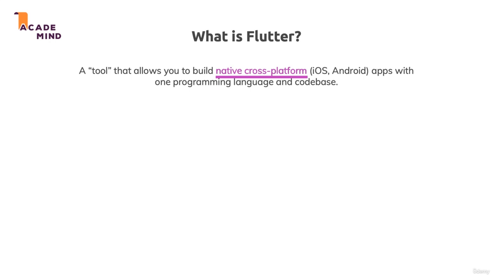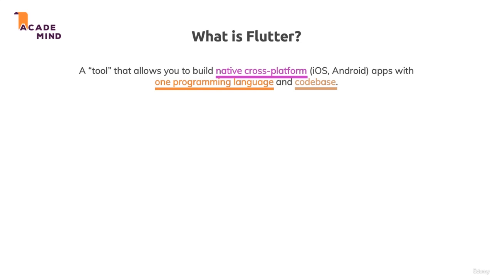Now you get there by using one programming language so that you don't have to learn two different programming languages, one for iOS and one for Android. Instead, you have one programming language, Dart, but I'll come back to that, and also one code base. So you work in one project, you write your code once, and you still get two different apps as a result. And that's the cool thing about Flutter. You only learn one programming language, you only write your code once, and you get two apps.